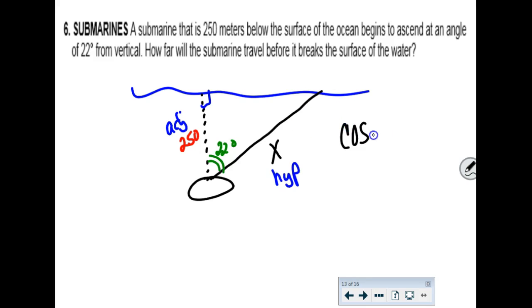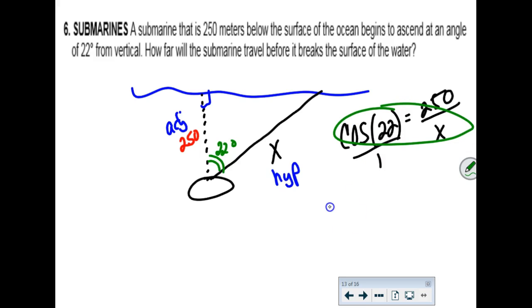Cosine. So you have cosine. This time we know the angle is 22. And it equals the adjacent leg, whoops, over the hypotenuse. And some of you already know exactly what to type in your calculator. And if you're not sure, you're just going to solve it like a cross product proportion. So x times cosine 22 equals 250, and then in order to solve for x, you're going to divide by the cosine of 22.